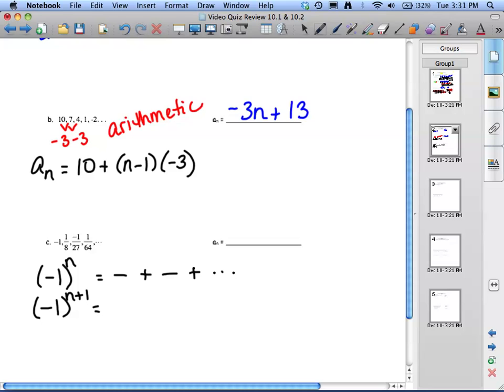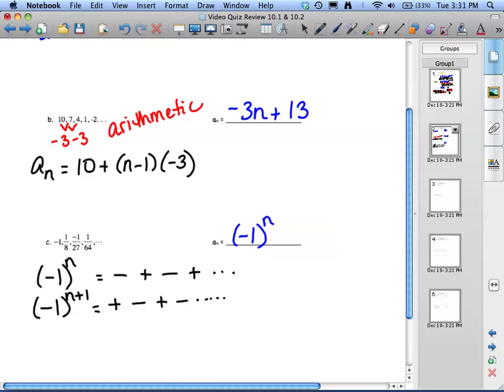However, if I do n plus 1, if n is 1, this starts with positive. Because if n is 1, you're squaring it, which is positive. If n is 2, it's the third power, it's negative. If n is 3, it's the fourth power, which is positive, and so on. So in this example, I wanted to start with a negative, so I need to put negative 1 to the n power in my answer.